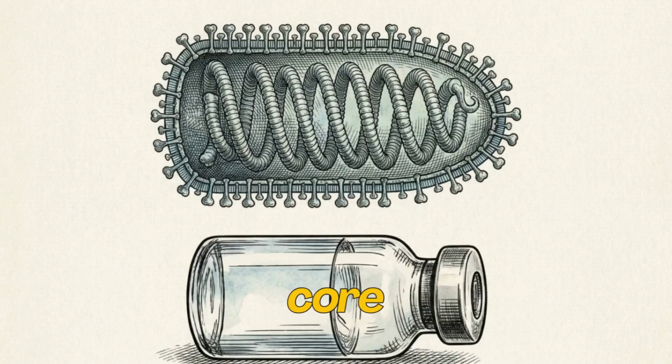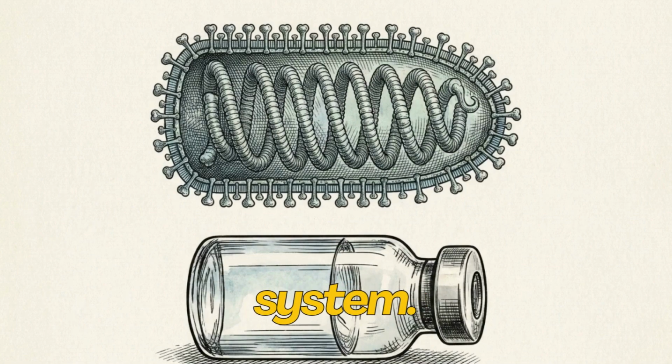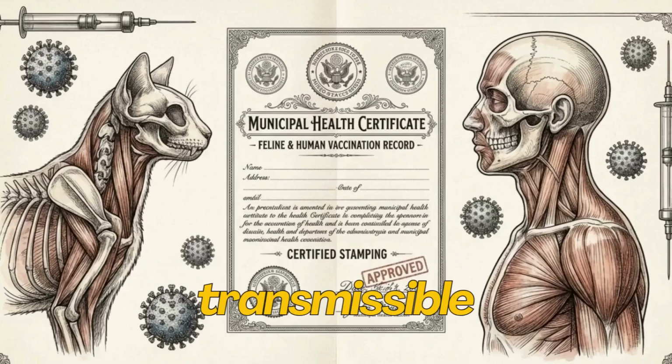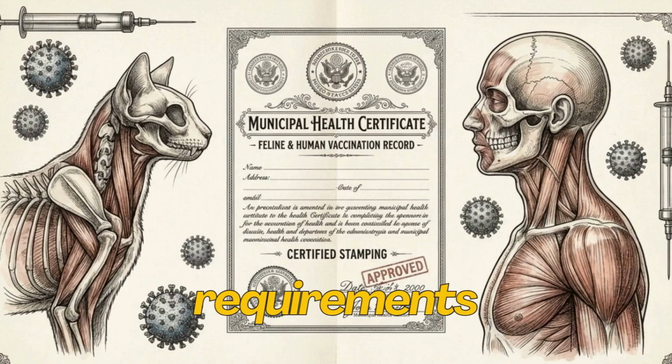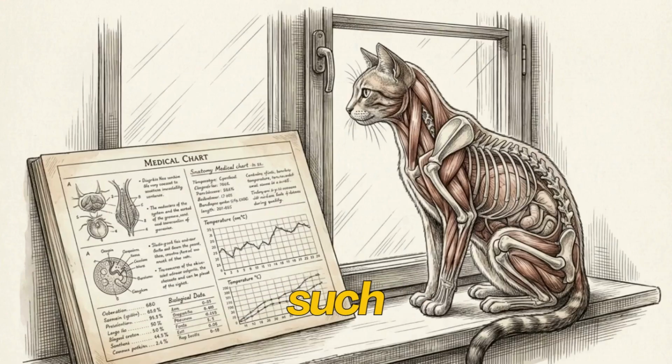Rabies is the final core antigen. It is a killed virus vaccine that prevents a fatal infection of the nervous system. Because rabies is transmissible to humans, its administration is often governed by municipal law, in addition to clinical health guidelines. Beyond the core requirements are non-core vaccines, such as feline leukemia, or FeLV.